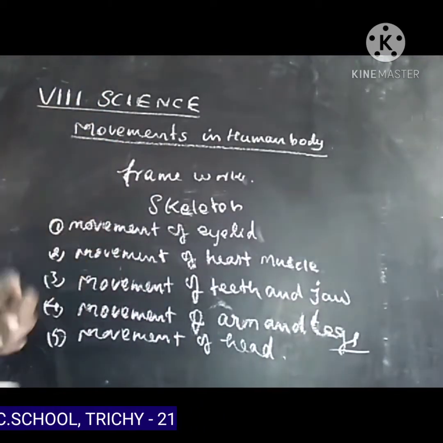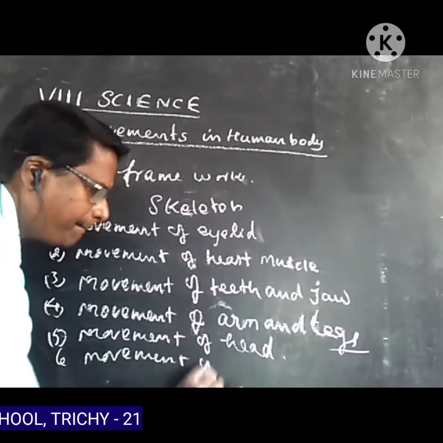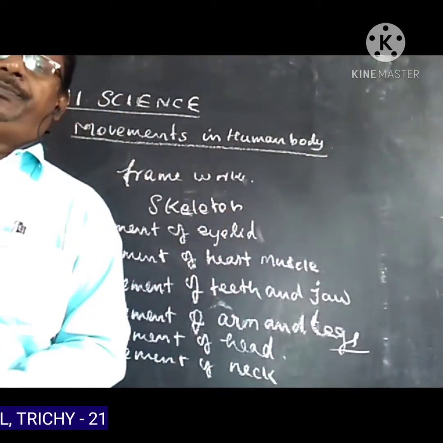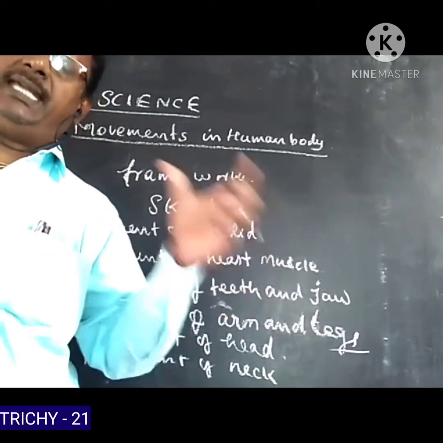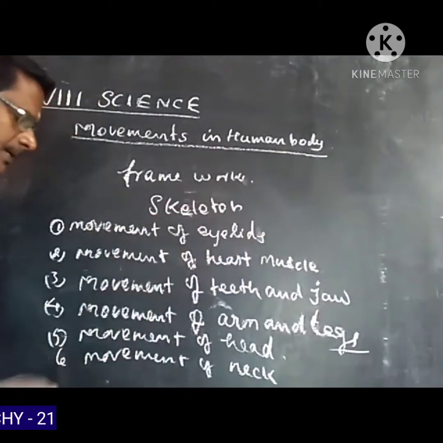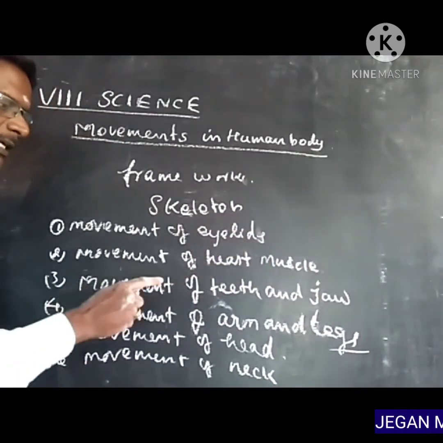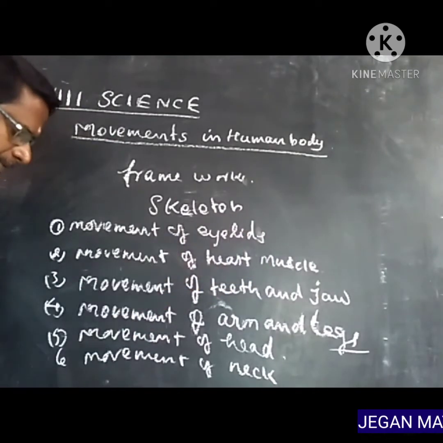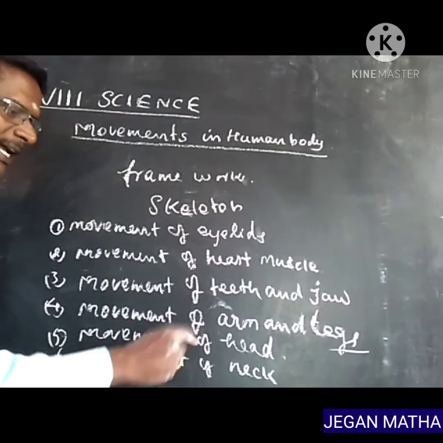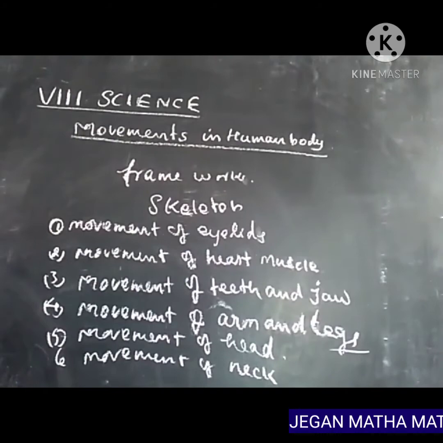Then the movement of the neck. The neck is used for rotating the head. These are some of the movements that occur in the human body: the movement of the eyelids, the heart muscles, the teeth and jaws, the arms and legs, the head, and finally the neck region.